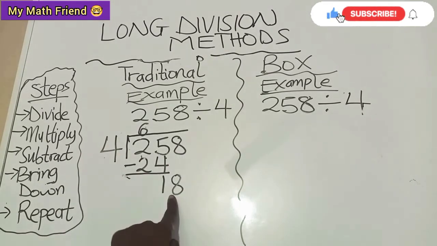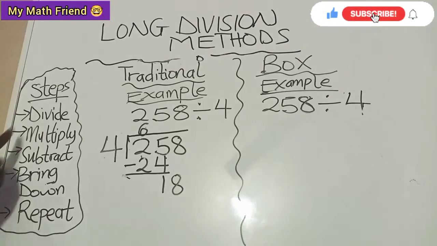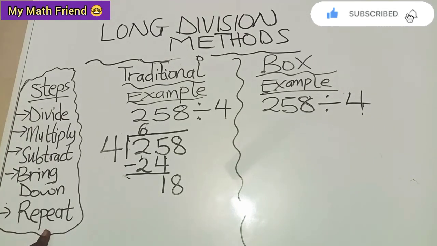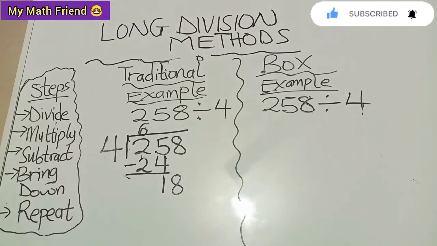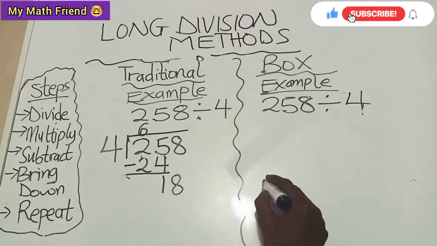Okay, so 18 now. We have 18. Then you repeat. You see, repeat means go back again. You divide. 4 times what gives you 18? How many groups of 4 go into 18? If you have, let's say, 18 apples, and you are to divide them into 4 groups, how many groups can we have? Someone can demonstrate it this way.